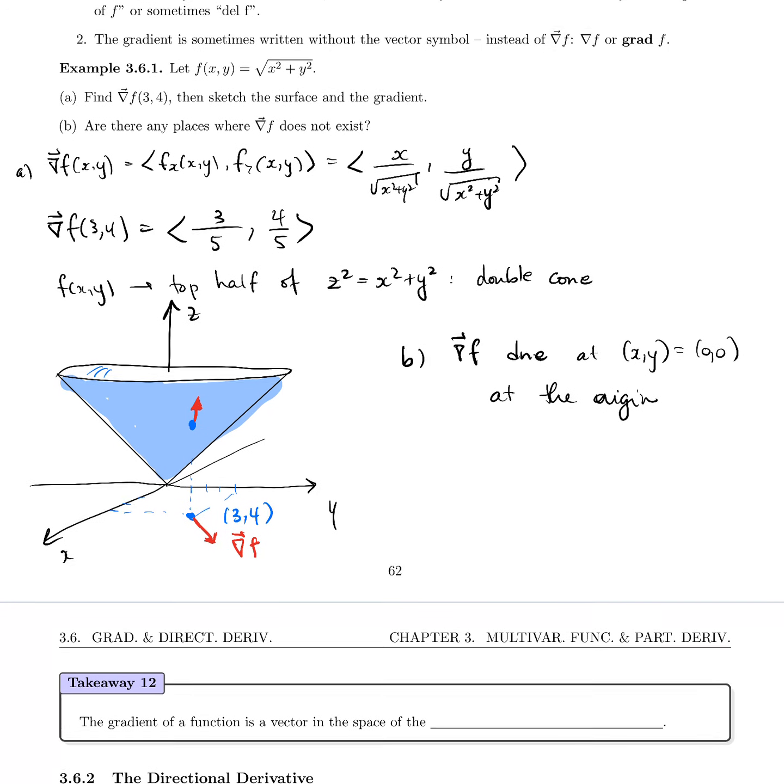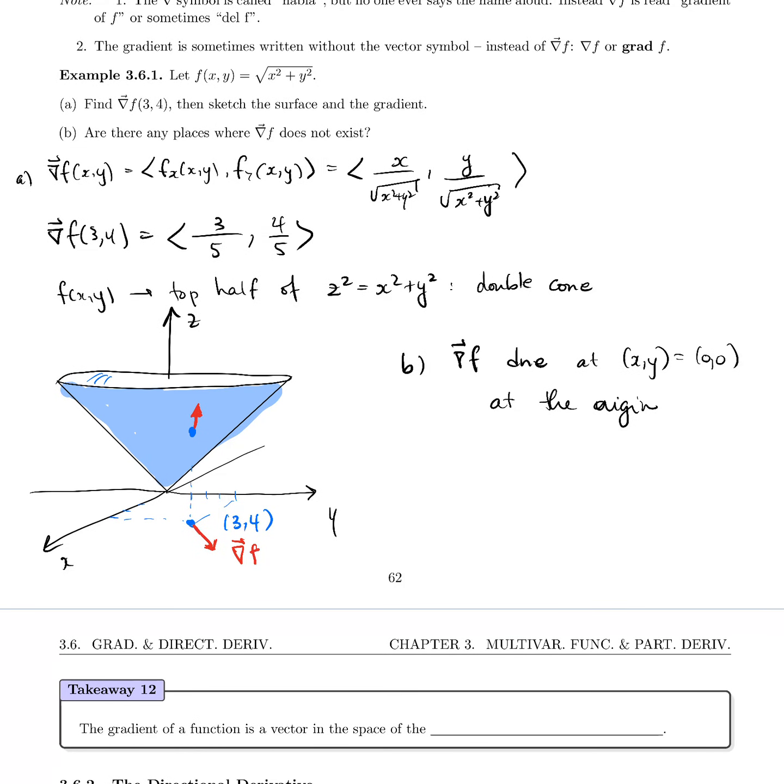So takeaway 12 here is just making the point that the gradient is in the space of the input variables. Even though we're drawing our surface in 3-dimensional space, the gradient is in 2-dimensional space. It's in the space of the input variables. There are 2 variables, x and y, and the gradient has 2 components.